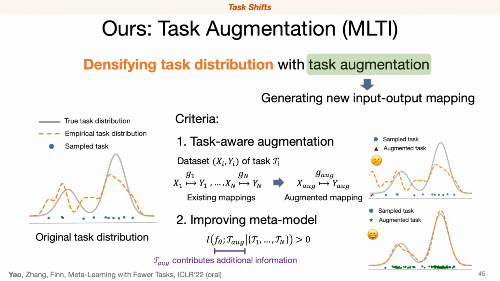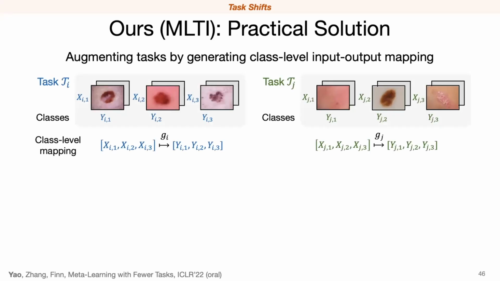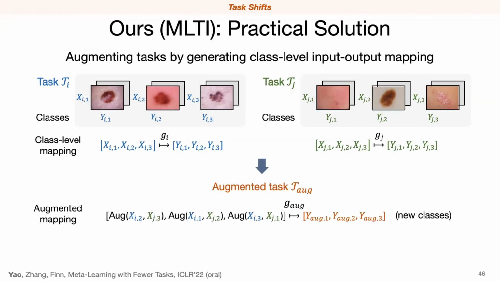To make this more practical, we provide a practical solution to augment tasks by generating some class-level input-output mapping. Basically, we have the 2 original tasks, and we can construct the class-level mappings from these original tasks, from the input to the output. And we would like to make this augmented task generate the new one-to-one mappings. So here, we augment from a pair of classes and associate it with another new class, to finally construct such a one-to-one mapping.